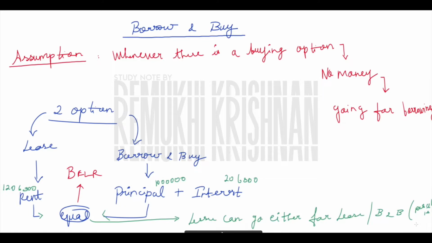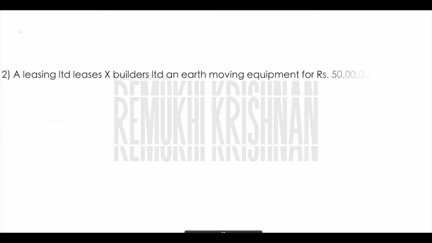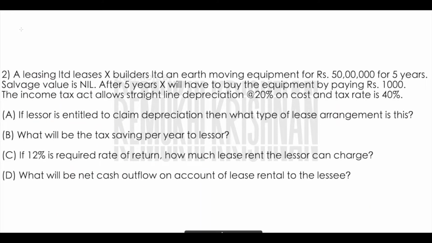Let us move on to the next question, which is a little bit complicated so that we can build upon these concepts. So the second question is: A Leasing Limited leases to X Builders Limited an earth moving equipment for rupees 50 lakh for 5 years. Salvage value is nil. After 5 years, X will have to buy the equipment by paying rupees 1000. The Income Tax Act allows straight line depreciation at 20% on cost and the tax rate is 40%.